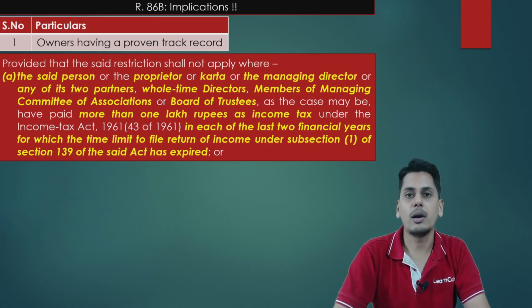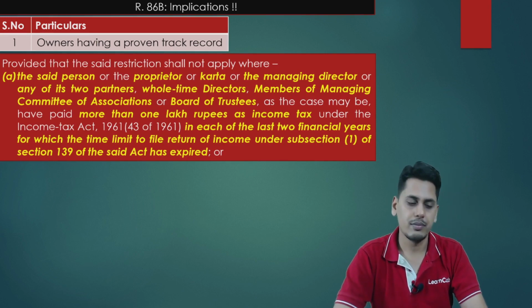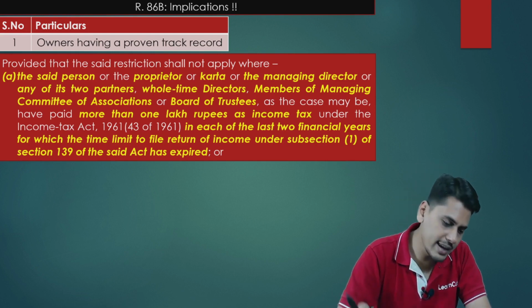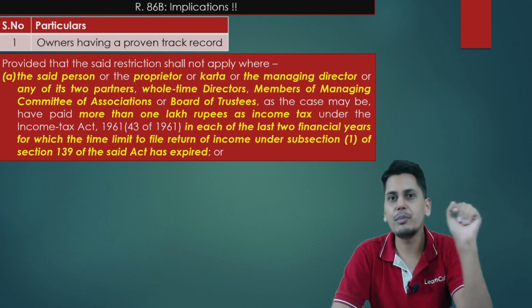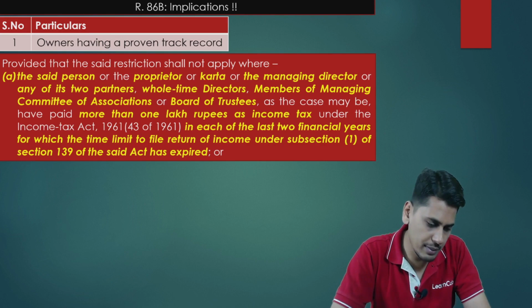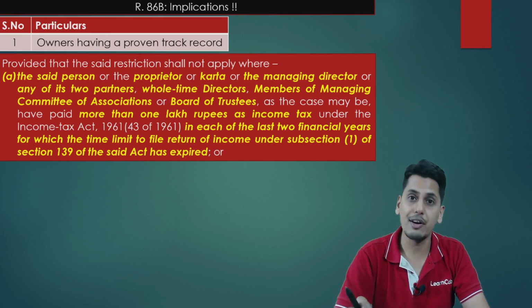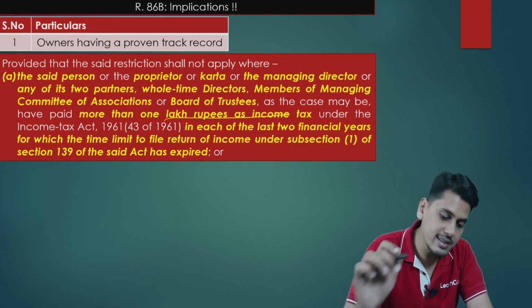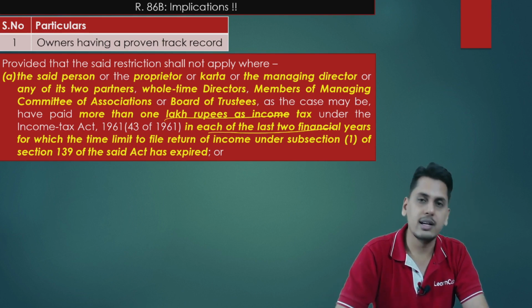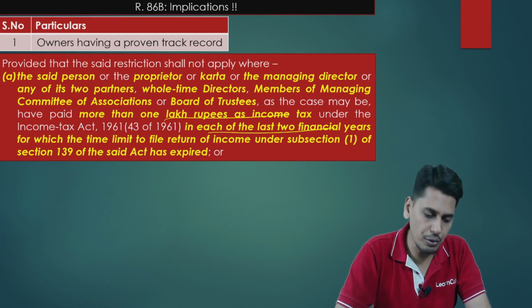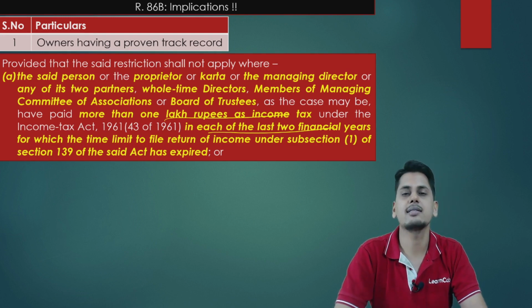Provided that the restriction shall not apply, 86B shall not apply where the said person or the proprietor or the karta or the managing director or any of its two partners, two whole-time directors, two members of managing committee of associations or two board of trustees, as the case may be, have paid more than 1 lakh rupees as income tax under the income tax law in each of the last 2 financial years, for which the time limit to file the return of income tax under subsection 1 of section 139 of the said act has expired.